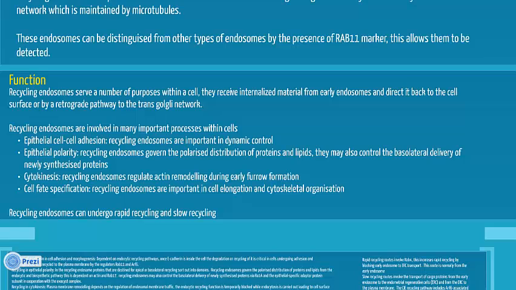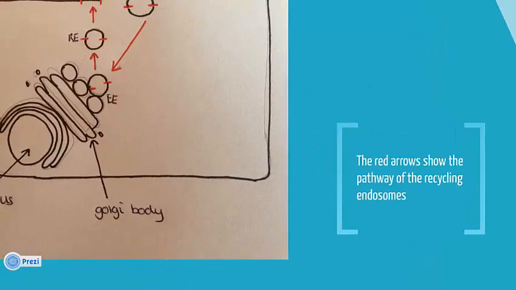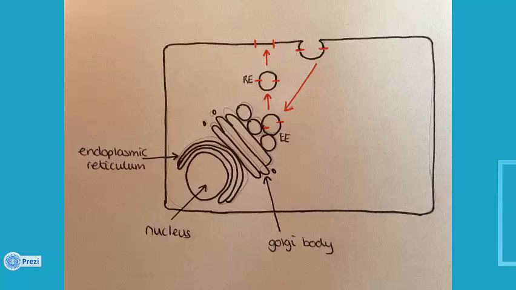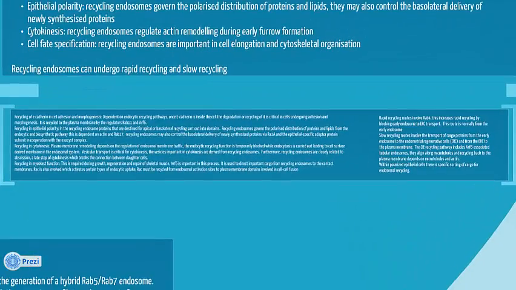Recycling endosomes can undergo rapid or slow recycling, and further information on this topic can be found here. In the diagram that follows, the red arrows show the pathway of recycling endosomes. In-depth information of recycling pathways are also included, which can be viewed on the PREZI.